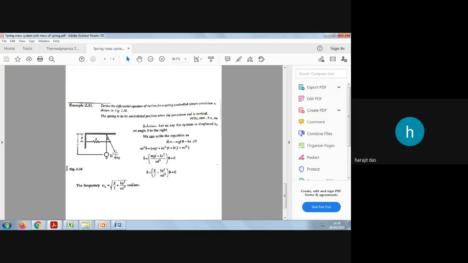What are the external moments? One is mg sin theta. Instead of mg sin theta, we write mg theta, because theta is very small. So mg theta multiplied by this length. What is the length? L. With respect to this point, you are calculating the external moment. So mg theta into L.